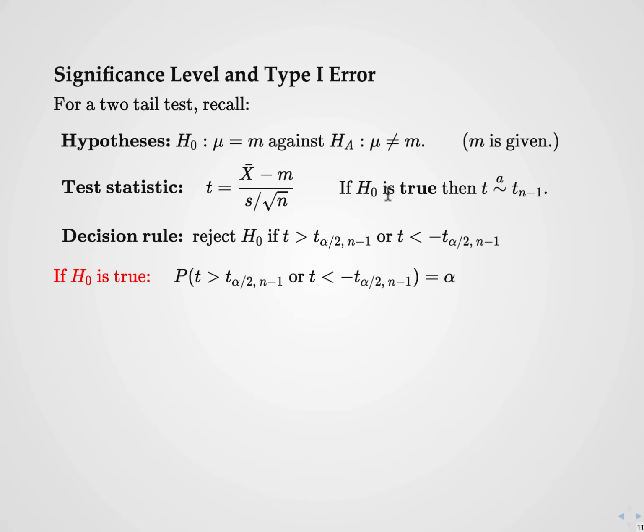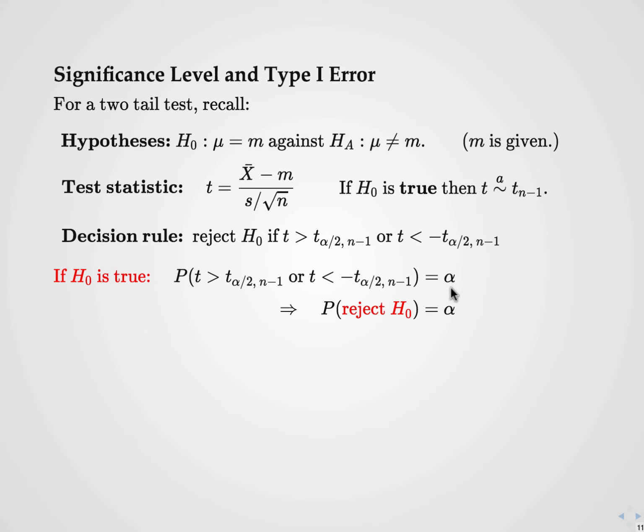Okay? So if the null hypothesis is true, then the probability that the t-statistic falls into either tail of the t-distribution defined in this way is equal to alpha. This is our significance level. Okay, so we choose this significance level, usually 5%, but sometimes other numbers.